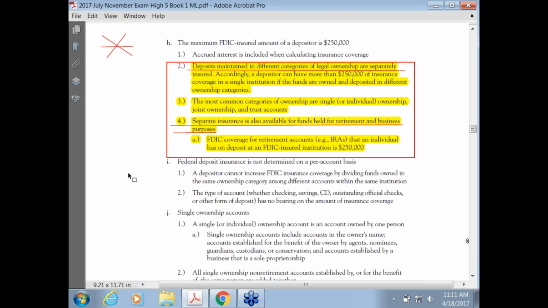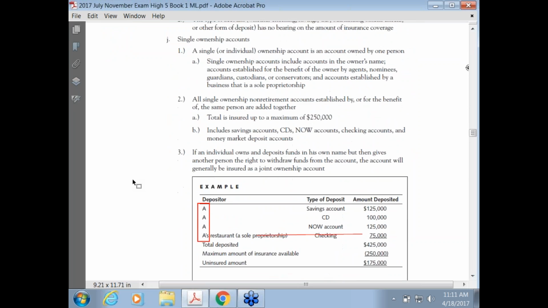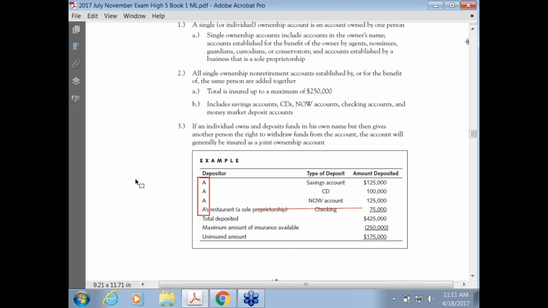Because this question is always how much is insured in total, or read the full question because it might be how much is not insured. So don't always assume it's just about how much insurance is in place here. Easy thing to do if you just remember it's by category at that same institution. So they can have multiple $250,000 limits in play.